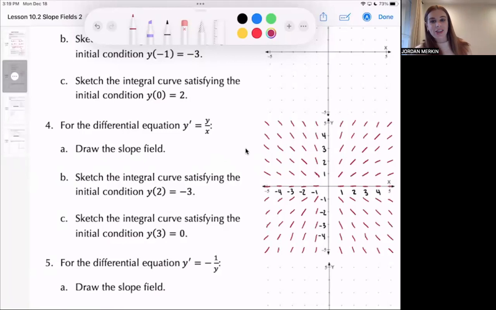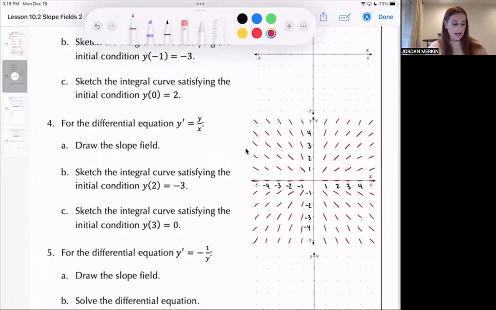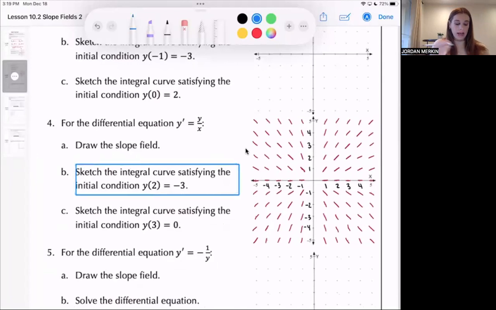Okay, now that I have my slope field down, I'm going to draw in the curves that satisfy those initial conditions. So part B, we have the point (2, -3). So I'm going to put my dot right there. And then we're just going to follow those slope field tick marks in order to get our solution curve. So it looks like this.